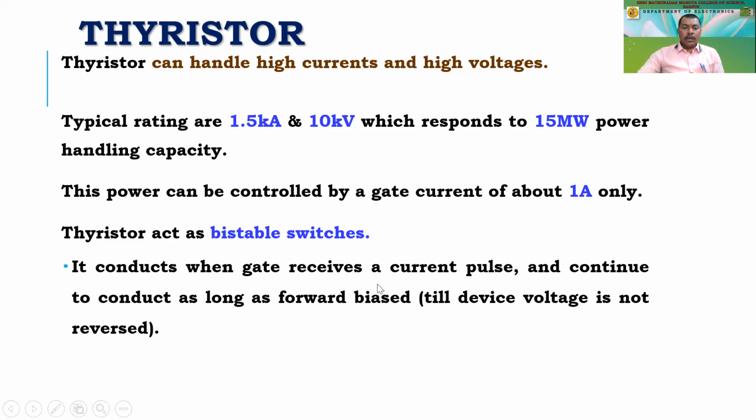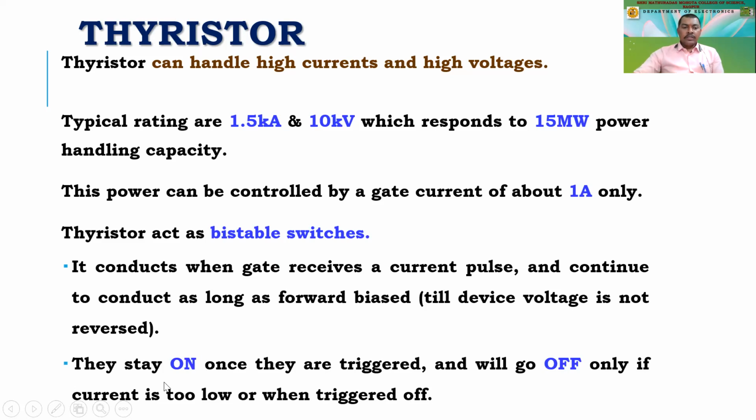There are two or three ways in which we can switch off thyristors. They stay on once they are triggered and will go off only if the current is too low or when triggered off. Remember, once it gets switched on and current starts flowing through it, it is very difficult to switch it off again.